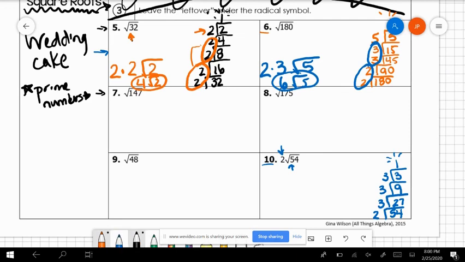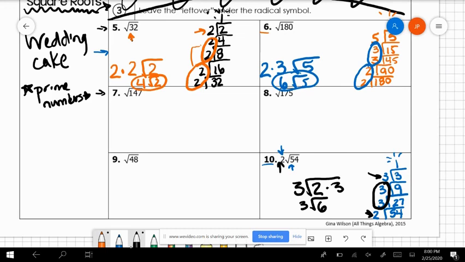Now, you want to look here and figure out what are the things I can actually pair together. The only thing I can pair together are two 3s. So that's what's coming outside my radical there. And the things that are stuck are this 2 and this 3. So that is what the square root of 54 is equal to.